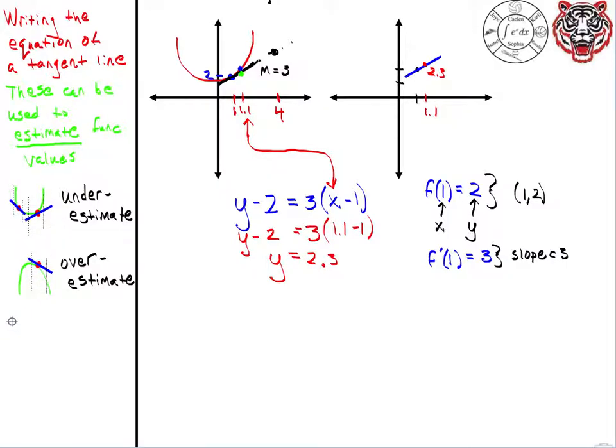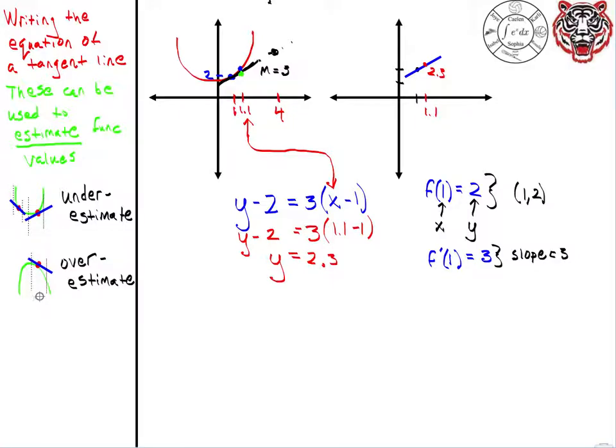Why? Because of the curve, exactly. What about the curve? One's negative, one's positive. So what do we call the curve in calculus? Starts with a C again. Concave. Concavity, yeah. So one's concave up, one's concave down. That will change whether it's an overestimate or an underestimate.